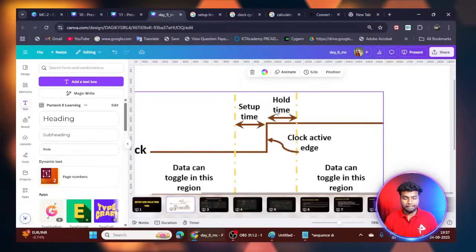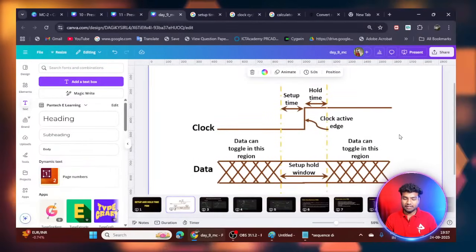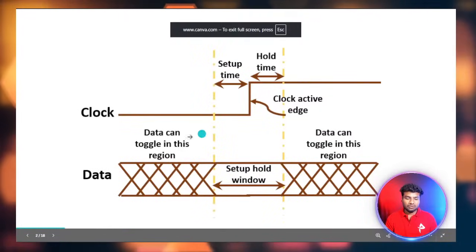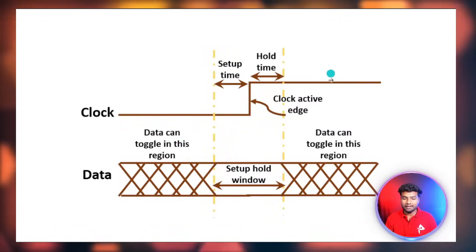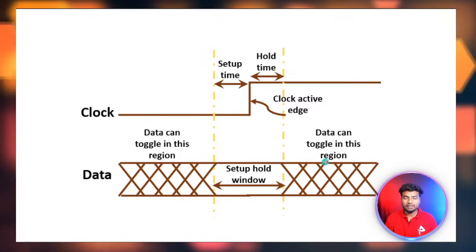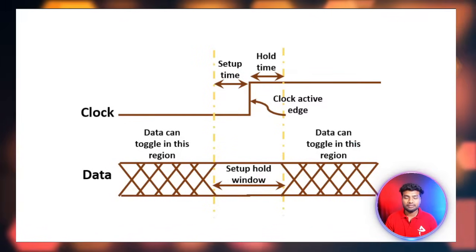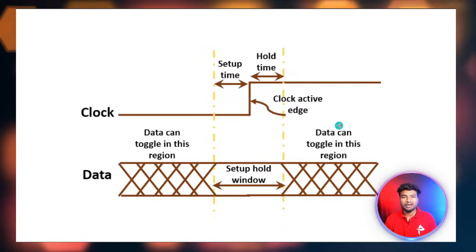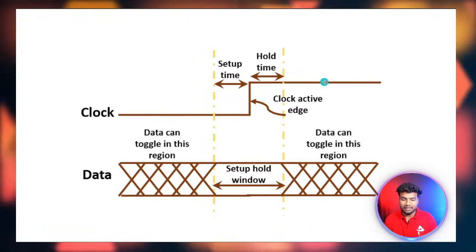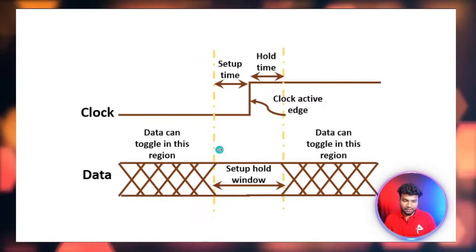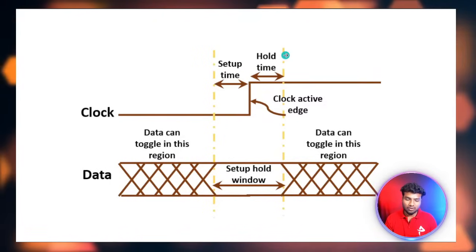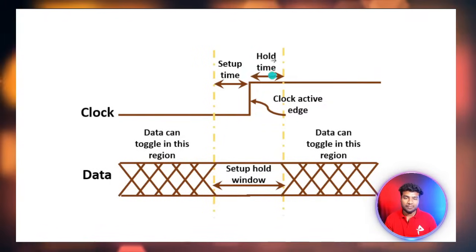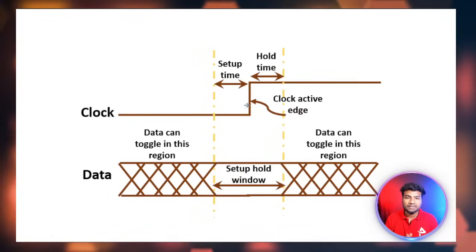Okay. And then you can see here the data changes. So data can toggle in this region. In the low time and in the high time, the data can toggle. But here, in the transition of high to low, low to high, or the setup time, hold time, the signal must be stable. Okay.